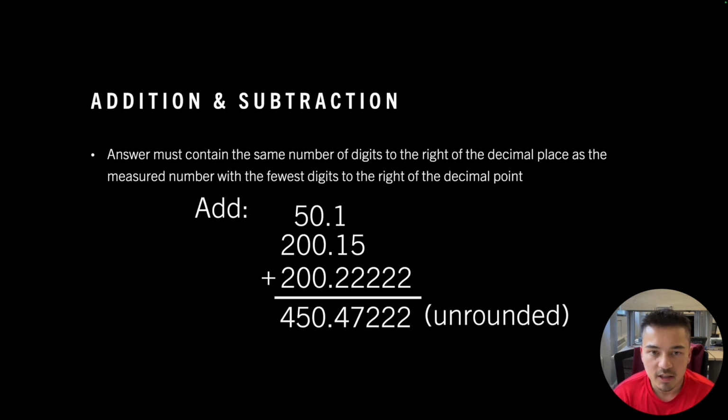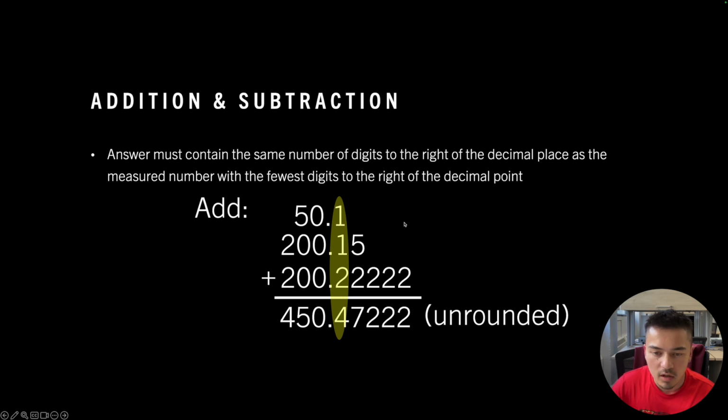Okay, addition and subtraction. These are the difficult operations that people struggle with. The definition states the answer must contain the same number of digits to the right of the decimal place as the measured number with the fewest digits to the right of the decimal point. For example, if we're adding these 3 numbers together, we have 50.1, 200.15, 200.22222. We would get an answer of 450.47222.